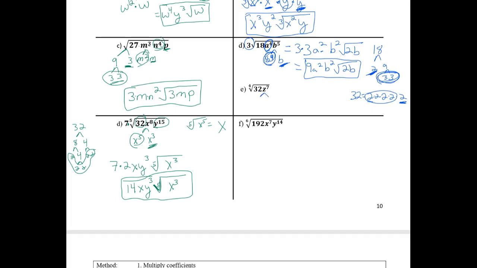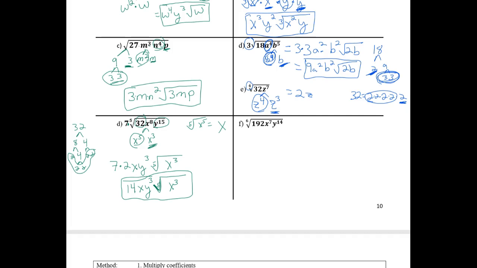With that z to the 7th, I'm looking for multiples of 4. The closest multiple of 4 would be z to the 4th power. And I need 7 z's, so that means there's z to the 3rd power left over. This can come out. The z cubed is going to stay underneath the radical. Again, the fourth root of 2 to the 4th power is just going to be 2. The fourth root of z to the 4th will be z.